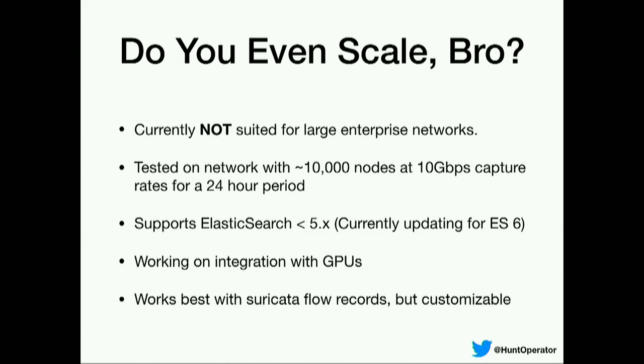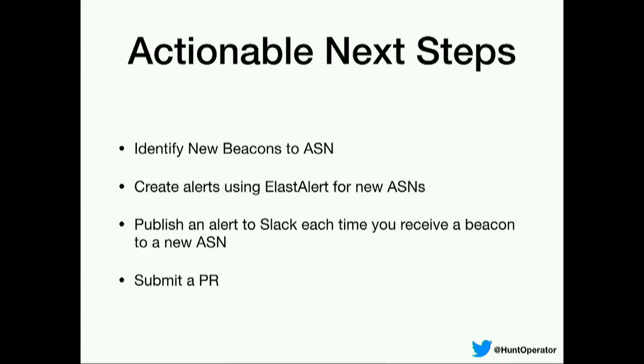I already mentioned it currently only supports Elasticsearch 5 and below. I am working on doing CUDA core integration. So if you have a MacBook, you can use the GPUs inside of your book to do parallel processing. And now you have 1,000 cores to process all this beaconing traffic. And currently, I've tested it with Suricata, Flow Records, and Bro. I have not tested it with any other sources, but those fields that are inside of your index for Elasticsearch are configurable.